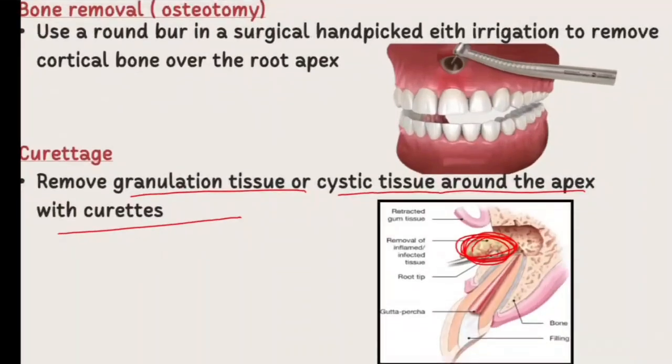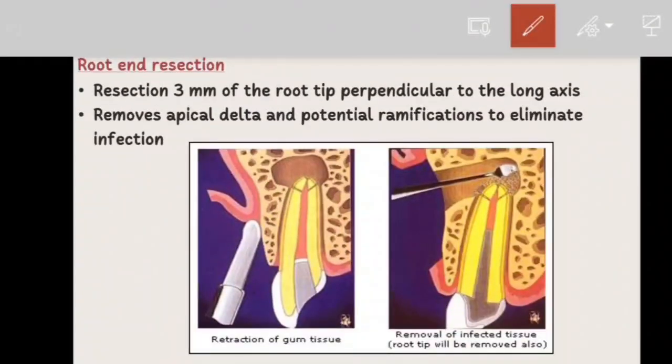Now root end resection. Here the resection is 3 mm of the root tip, perpendicular to the long axis. The important number is 3 mm. Why 3 mm? Because the apical delta and lateral canals are present in the last 3 mm. So removing 3 mm eliminates the infection pathway.